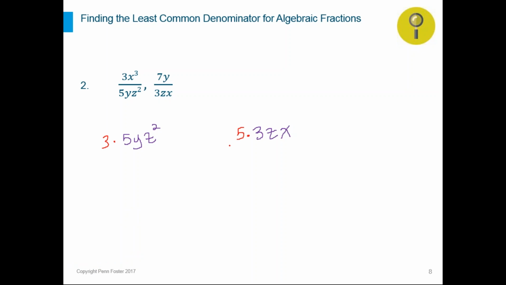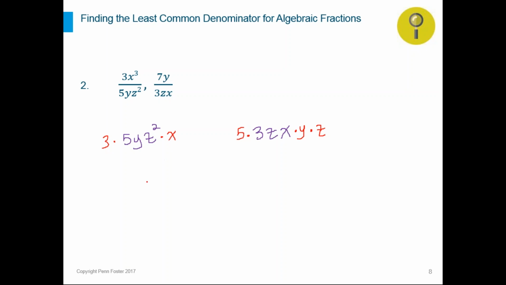Okay. Now the variable part. I see the first denominator has a y, the second does not. Give it a y. Multiply times y. Okay, the first denominator has a z to the second, but the second has only z. So I need a z times z. So that would make it z to the second. Now the second denominator has an x. The first does not have an x. So multiply the first times an x.